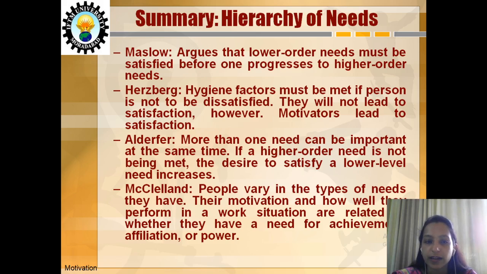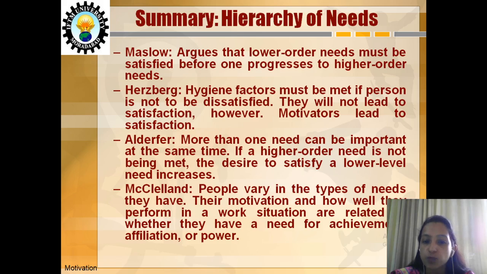Summarizing the various hierarchy of needs, Maslow argues that lower order needs must be satisfied before one progresses to higher order needs. That means there is a rigid hierarchy of needs. Before fulfilling a lower order need, a person cannot move to a higher order need. Herzberg says that hygiene factors must be met if a person is not to be dissatisfied. They will not lead to satisfaction, however, if they are present, and motivators lead to satisfaction.